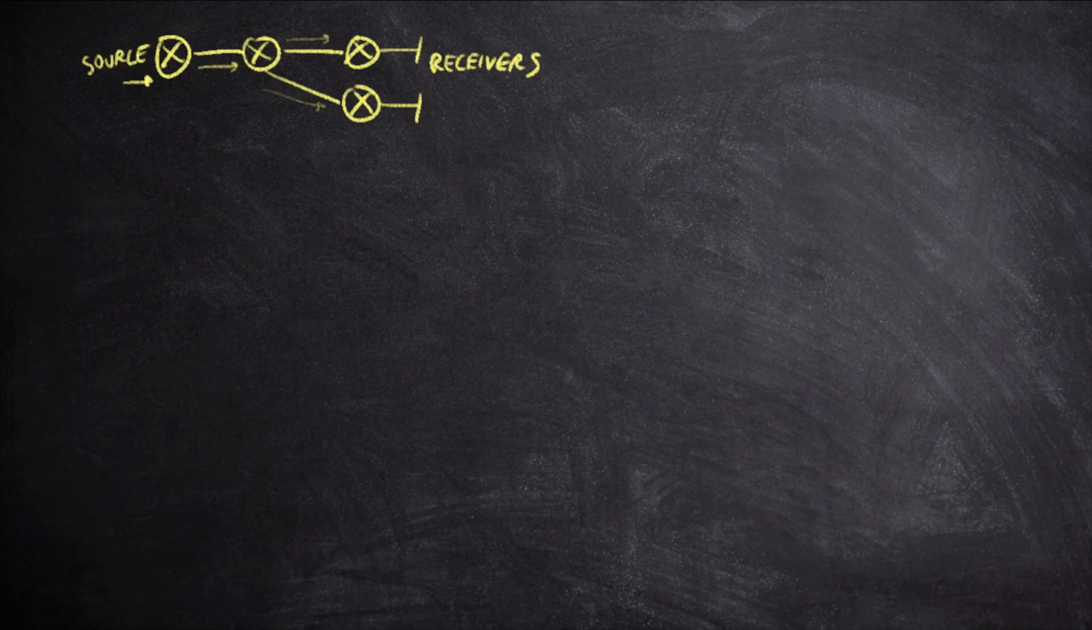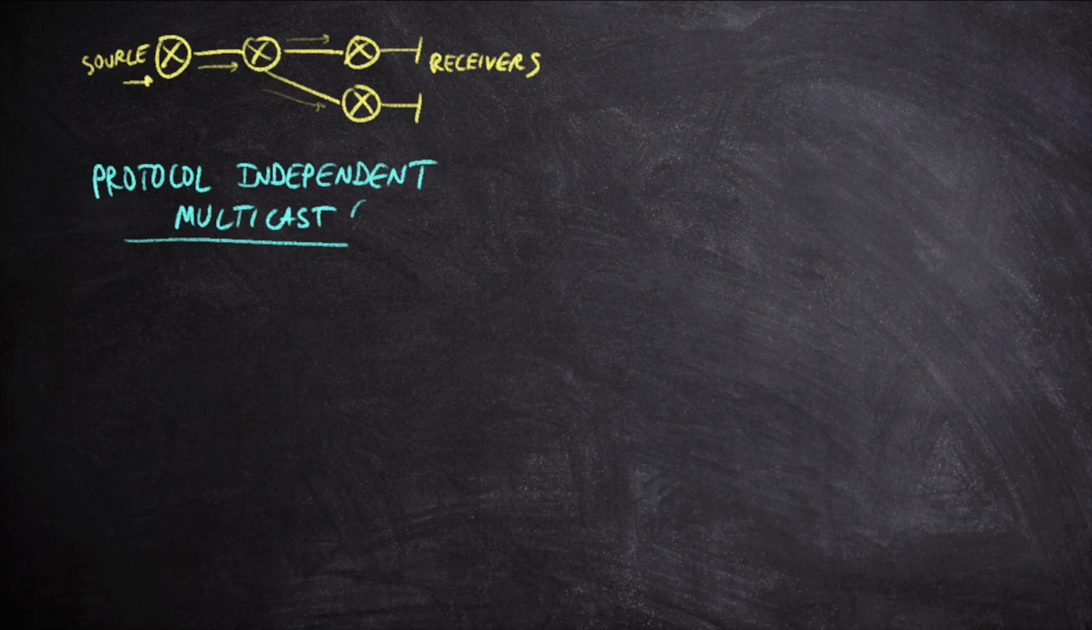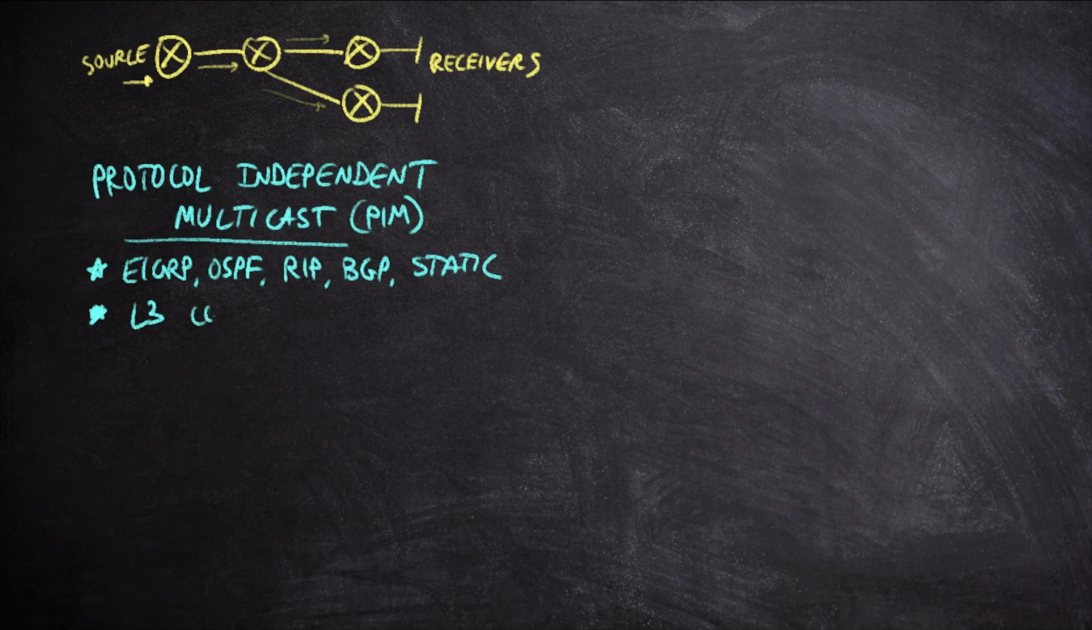Now, we call it protocol independent multicast for a reason. Protocol independence means that we do not care what the underlying unicast routing protocol is. So this is a very big part of the multicast architecture, is we ended up as an industry building this, we call it PIM, such that we can use EIGRP, we could use OSPF, we could use RIP if we really wanted to, we could use BGP, and we could use static routes. It doesn't care. What it really cares about is that we have layer 3 convergence.